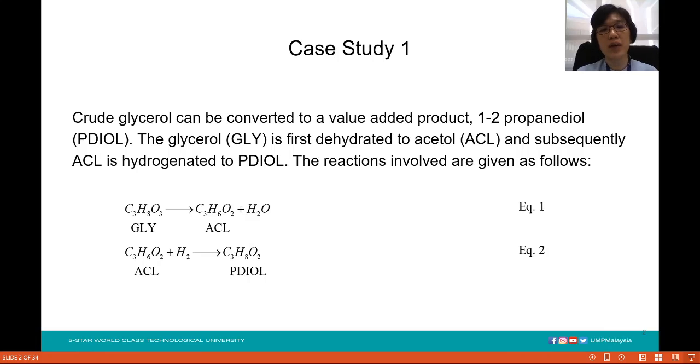Crude glycerol can be converted to a value-added product, 1,2-propanediol. The glycerol is first dehydrated to acetol, and then subsequently acetol is hydrogenated to 1,2-propanediol. So the reactions involved are given as follows. You have equation 1 for the dehydration of glycerol, and equation 2 for the hydrogenation of acetol to produce the desired product, which is 1,2-propanediol.